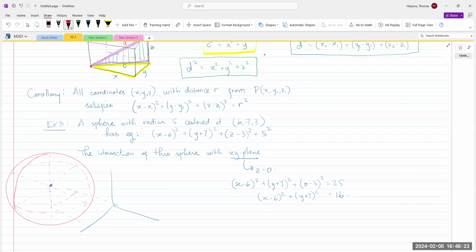Now, when this red sphere intersects the xy plane, we will get a circle centered at (6, -7, 0). You see this coordinate here is (6, -7, 3). Now when you project that center to the ground, to the xy plane, you will see (6, -7, 0). And the intersection will be a circle with radius 4.